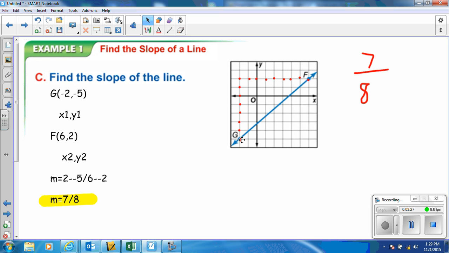Then I actually counted from point G to point F. Starting at G, I count rise over run, so I counted up 7 squares. That's my rise, my numerator in my fraction. I counted to the right 8 squares, so that's where I got my 8, my run. This should always happen where your counting results in the same slope as your actual calculation. So this was good. Everything was done right because we got the same answer for both.